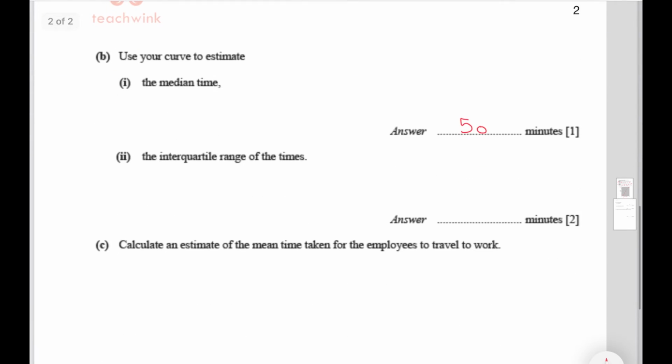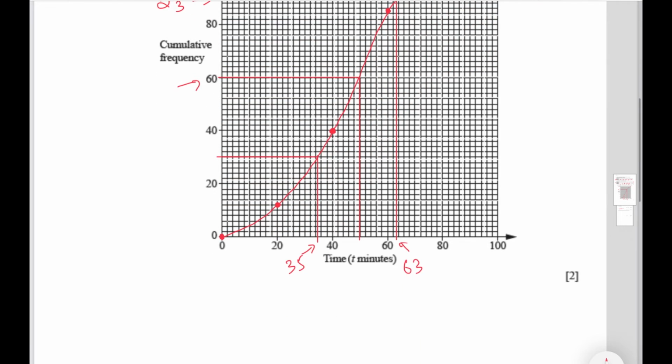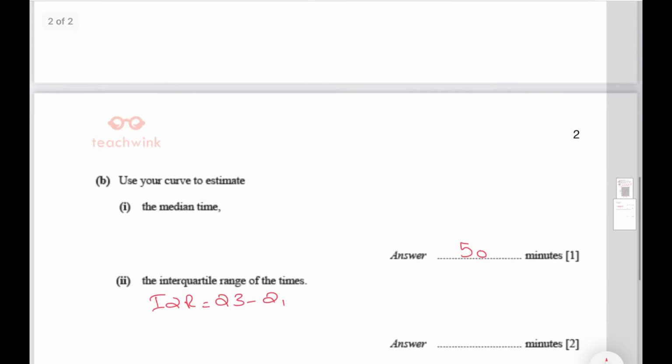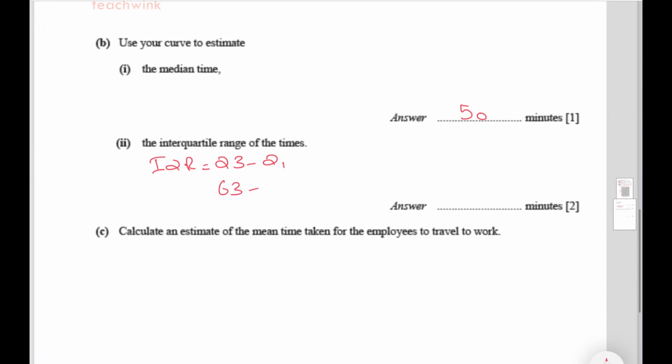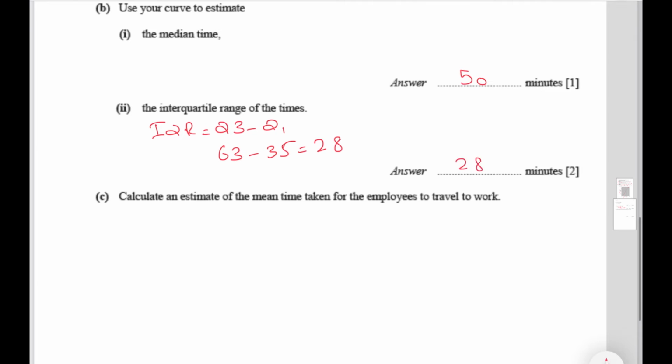So in order to find the IQR, the interquartile range, you subtract Q1 from Q3. Q3 is this line over here. This is Q3 because it's the upper quartile, and this is Q1, the lower quartile, and the median is Q2. So we subtract Q1 from Q3. That means we subtract 63 and what is the other value? 35. Let's see what we get. 63 minus 35 gives us 28. So the interquartile range is 28 minutes.